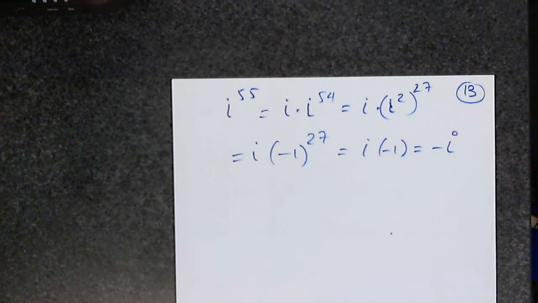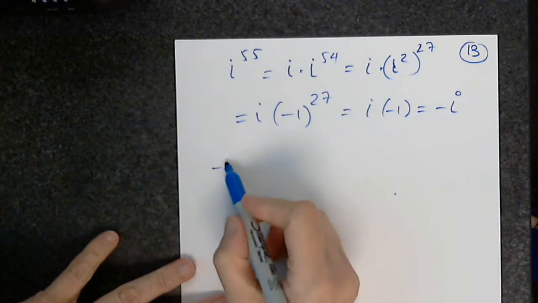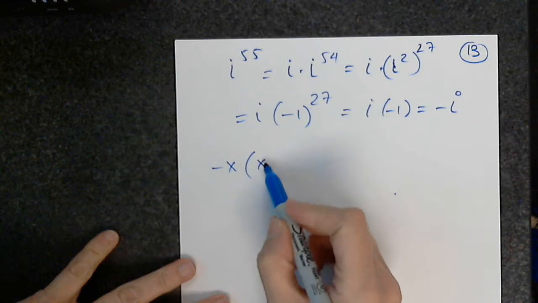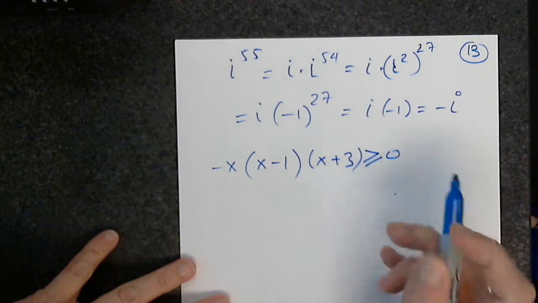People probably are going to use the chart to find the domain or solving an inequality. Excellent. Very good. So let's look at -x, x minus 1, x plus 3 greater than or equal to 0.